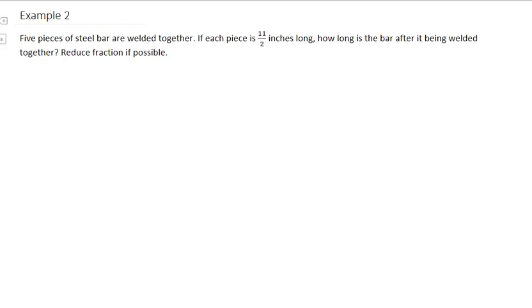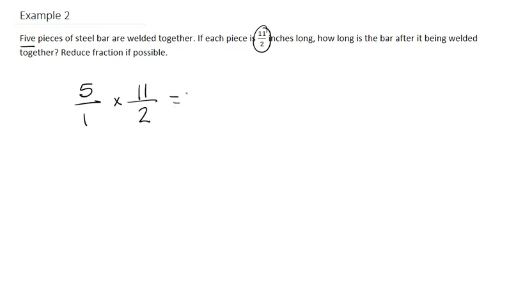Example 2. We have 5 pieces of steel bar that are welded together. If each piece is 11 over 2 inches long, which is an improper fraction, how long is the bar after it is welded together? We just need to multiply these 5 pieces, so 5 times this number, to get us the total length. So we have 5, which we can put over 1 to get our fraction. Then we multiply it by 11 over 2.